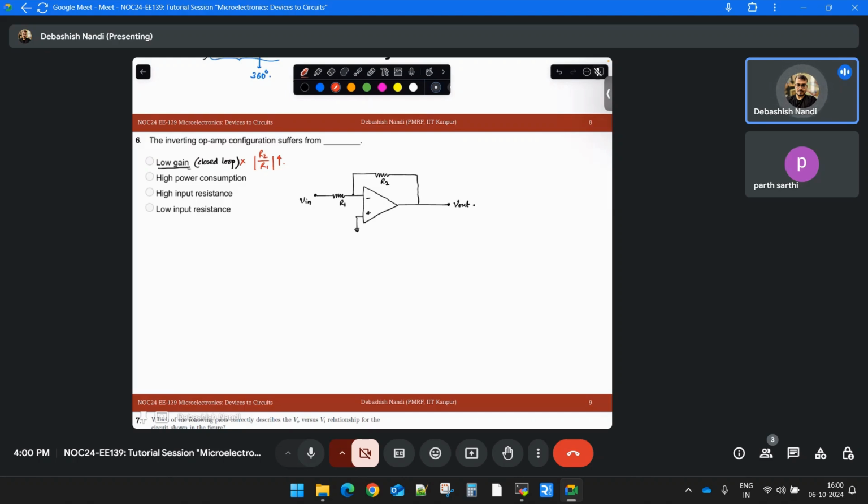High power consumption, is that an issue? No, sir. We will supply power. The power supply will determine that. Until the output touches the power supply rails or these two saturation rails, my op-amp output will start to saturate, right? Yes, sir. And what about input resistance? High input resistance is anyhow desired, yes, sir, so that is not a suffering to us. What about low input resistance?